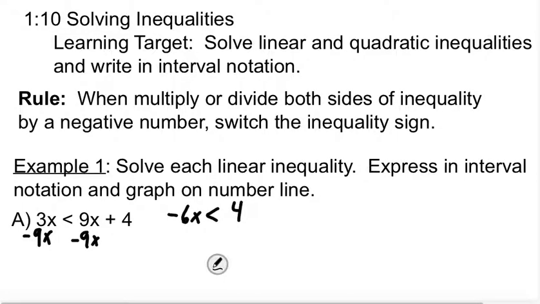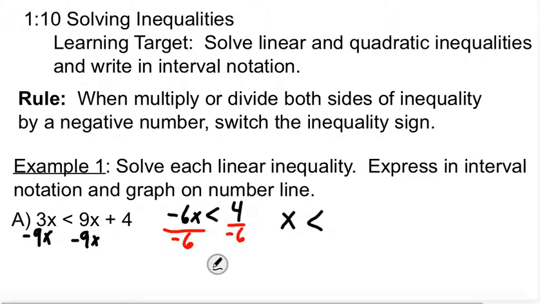Notice I did not switch the inequality sign because I subtracted 9x from both sides. Only when I multiply or divide both sides of an inequality by a negative number do I switch the inequality sign. Well, I went ahead and I subtracted. The next step here, I have to get rid of the negative 6 next to the x. It's attached by multiplication. It says negative 6 times x. To get rid of the negative 6, I'm going to have to divide both sides here by negative 6. So this time, what am I going to do with the inequality sign? I'm going to switch it because I just divided both sides there by a negative number.